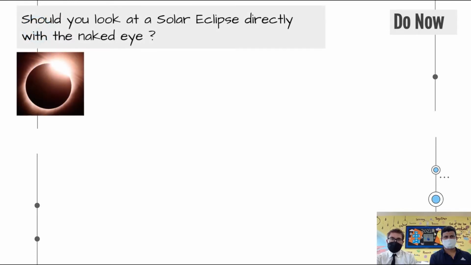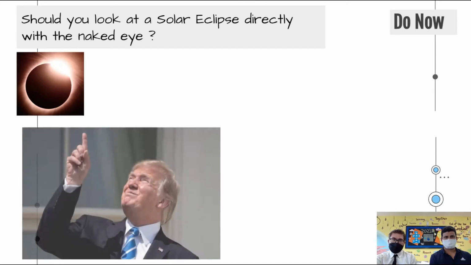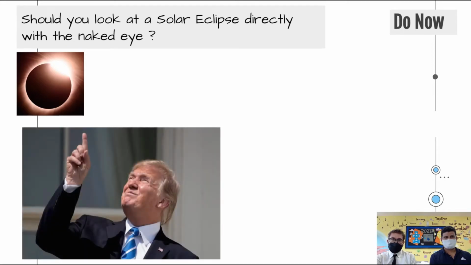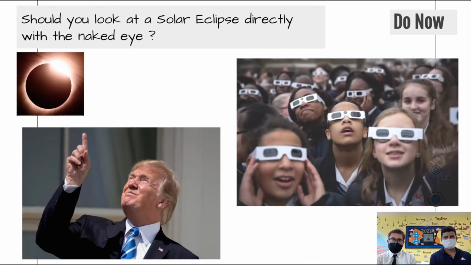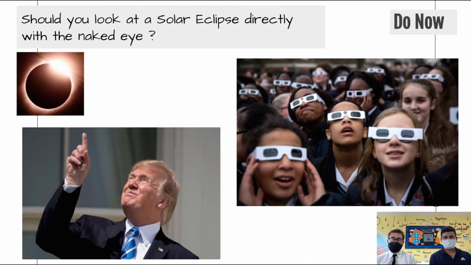So should you look at the solar eclipse directly with the naked eye, like this? Or do you need special glasses? Okay, so the biggest mistake everybody makes during the time of an eclipse is they get excited and they look at the sun directly because it's very dark. So you think nothing will happen, but always protect your eyes, always wear glasses with the photographic film when you watch a solar eclipse.